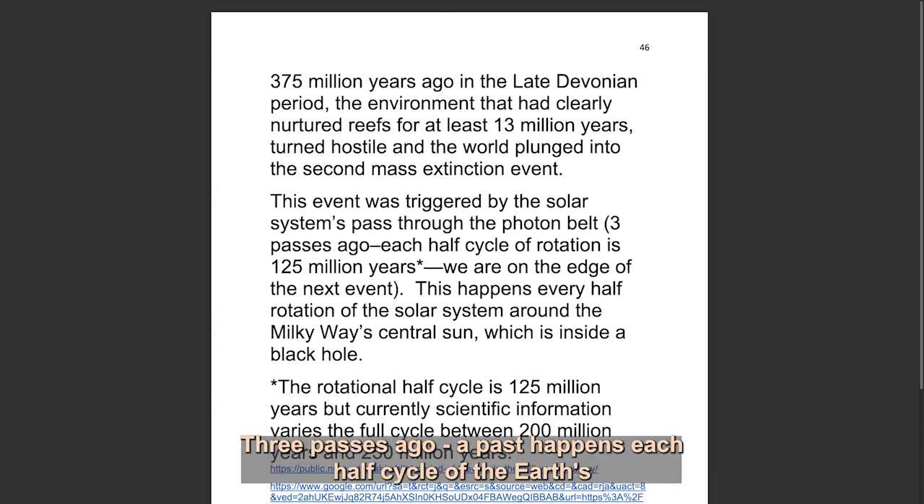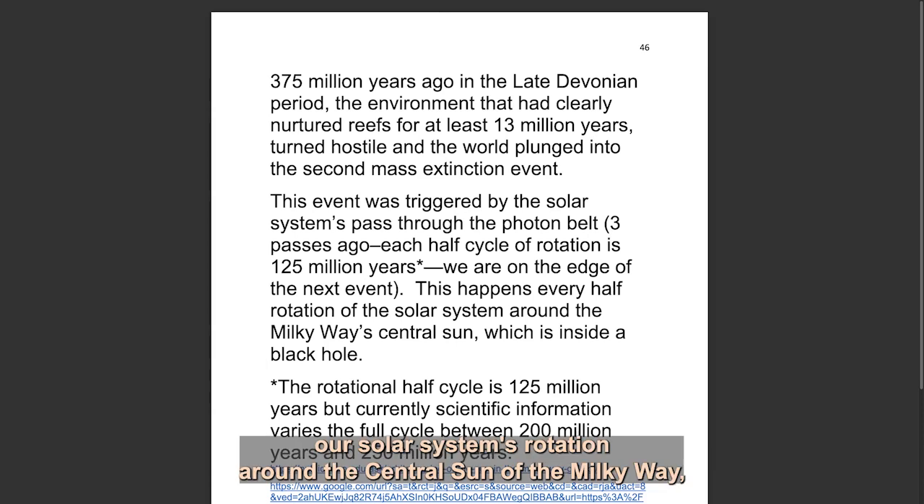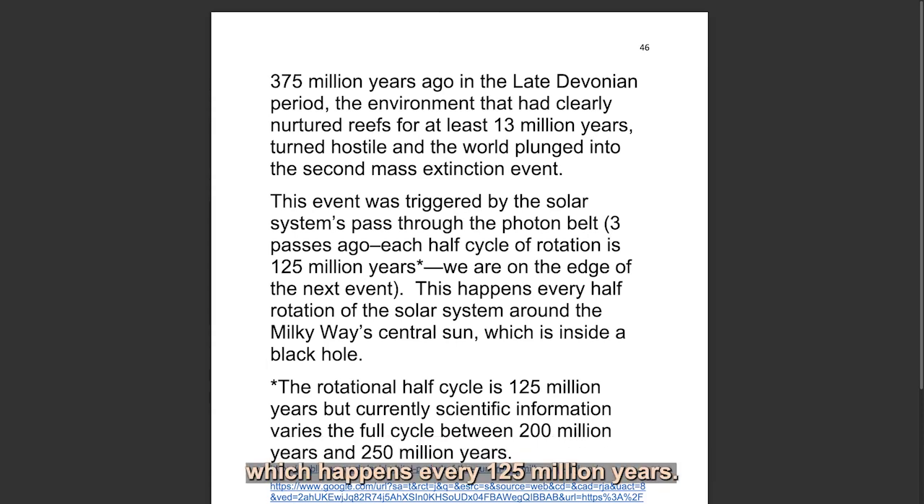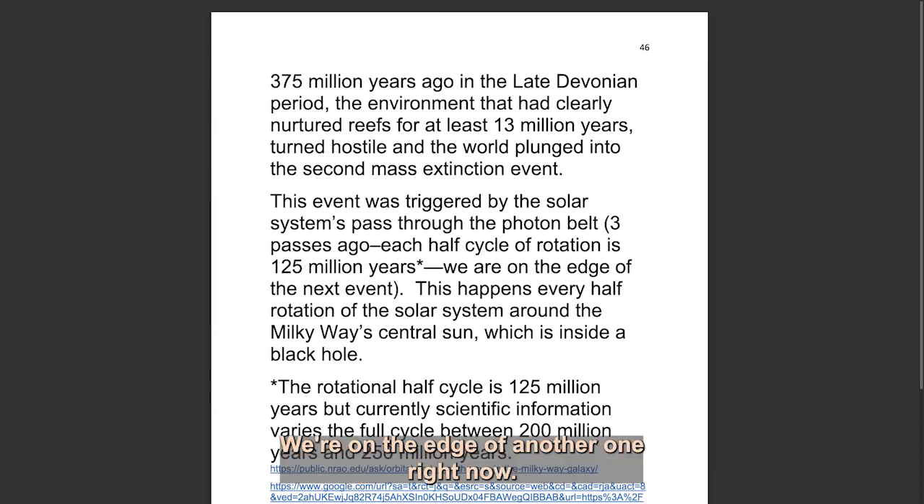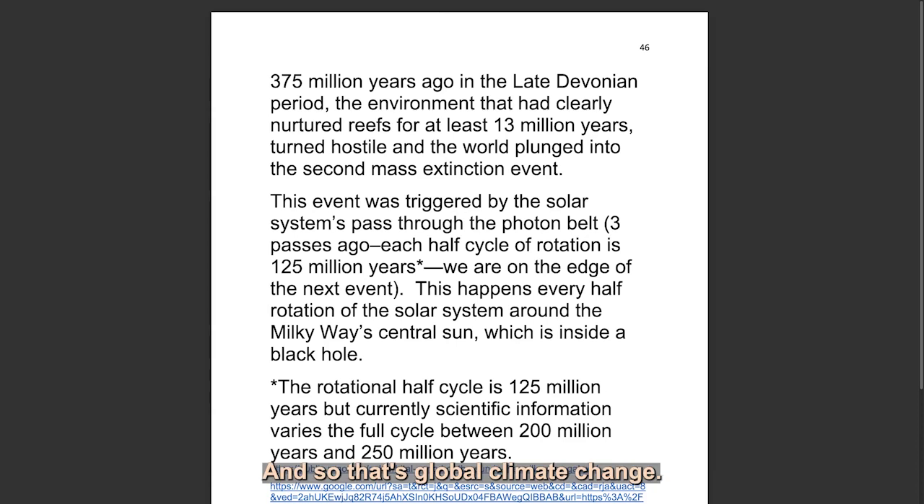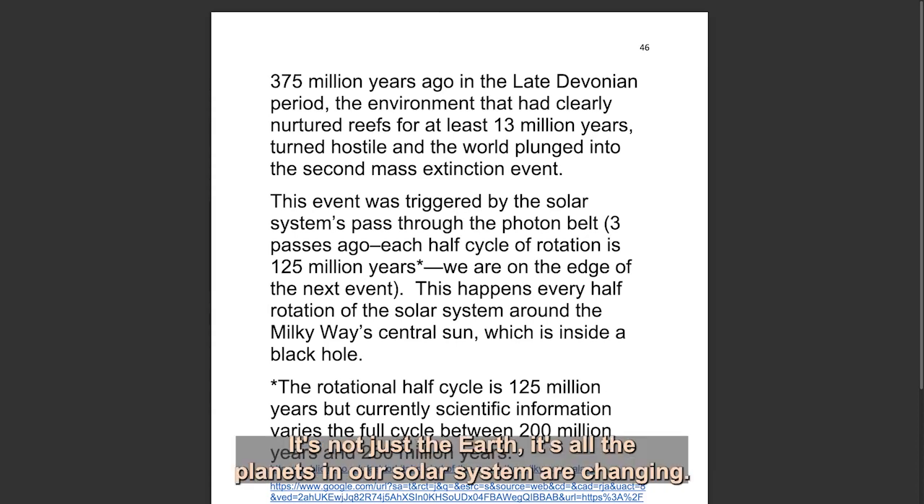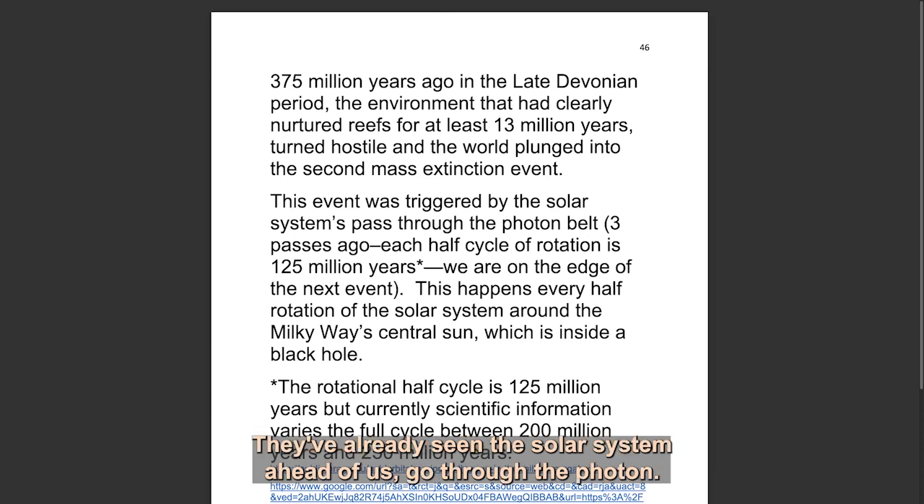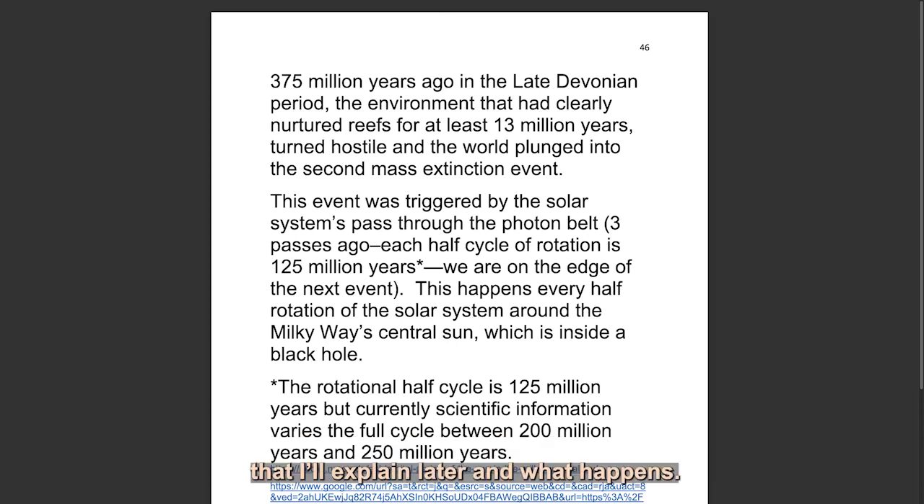3 passes ago. A pass happens each half cycle of our solar system's rotation around the central sun of the Milky Way, which happens every 125 million years. We're on the edge of another one right now. And so that's global climate change. It's not just the Earth, it's all the planets in our solar system that are changing. And they've already seen the solar system ahead of us go through that photon belt that I'll explain later.